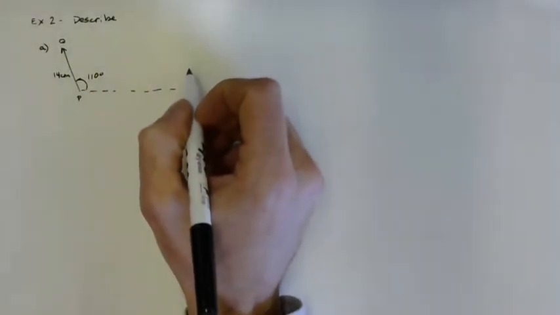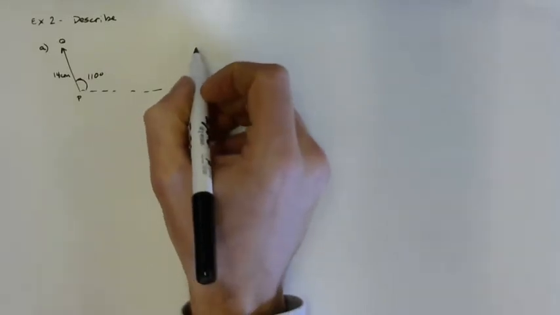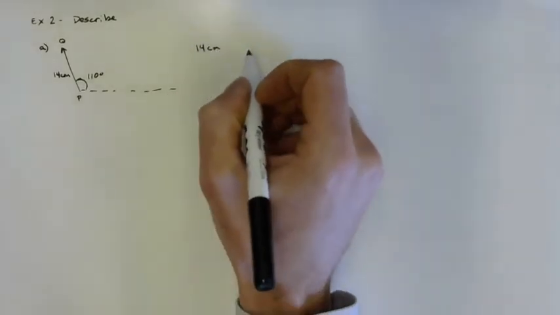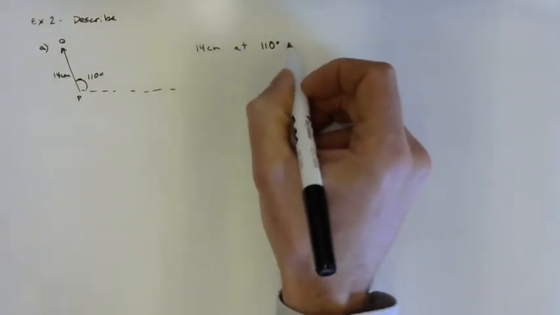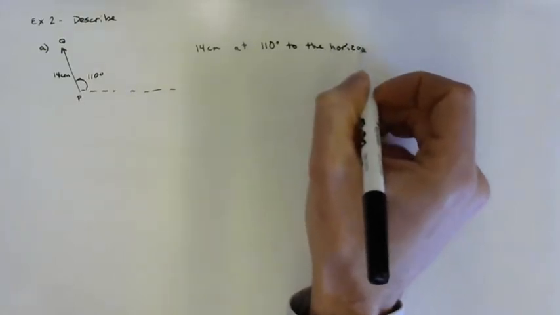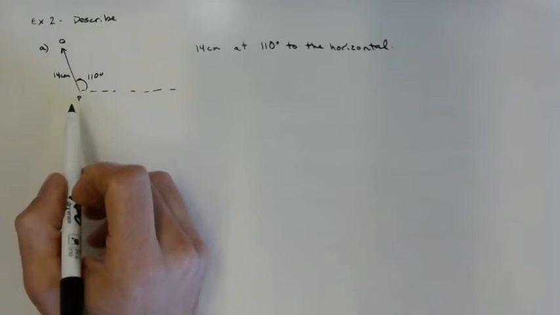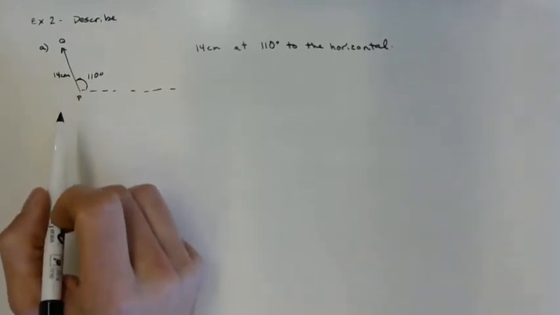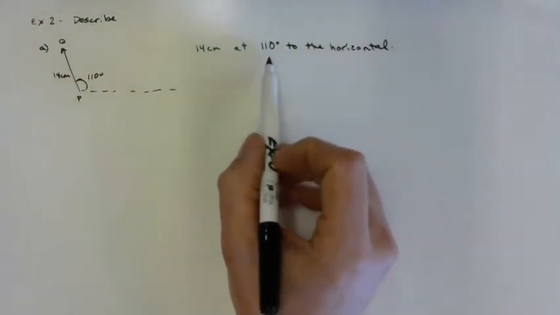What can we say? Well, PQ is, we're just describing the magnitude and the direction. So according to the picture, we have a magnitude of 14 centimeters at 110 degrees, and that's relating to the horizontal. So I guess we should have actually talked about this in our way of expressing direction. Well, this has direction and magnitude, but the direction here is in relation to the horizontal.